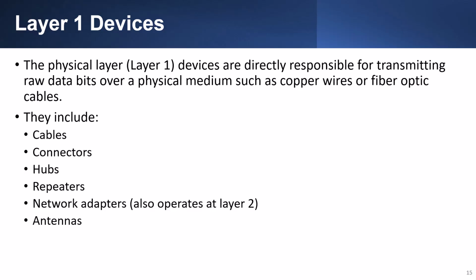The physical layer, or Layer 1, devices are directly responsible for transmitting raw data bits over a physical medium such as copper wires or fiber optic cables. They include cables, connectors, hubs, repeaters, network adapters, and antennas.